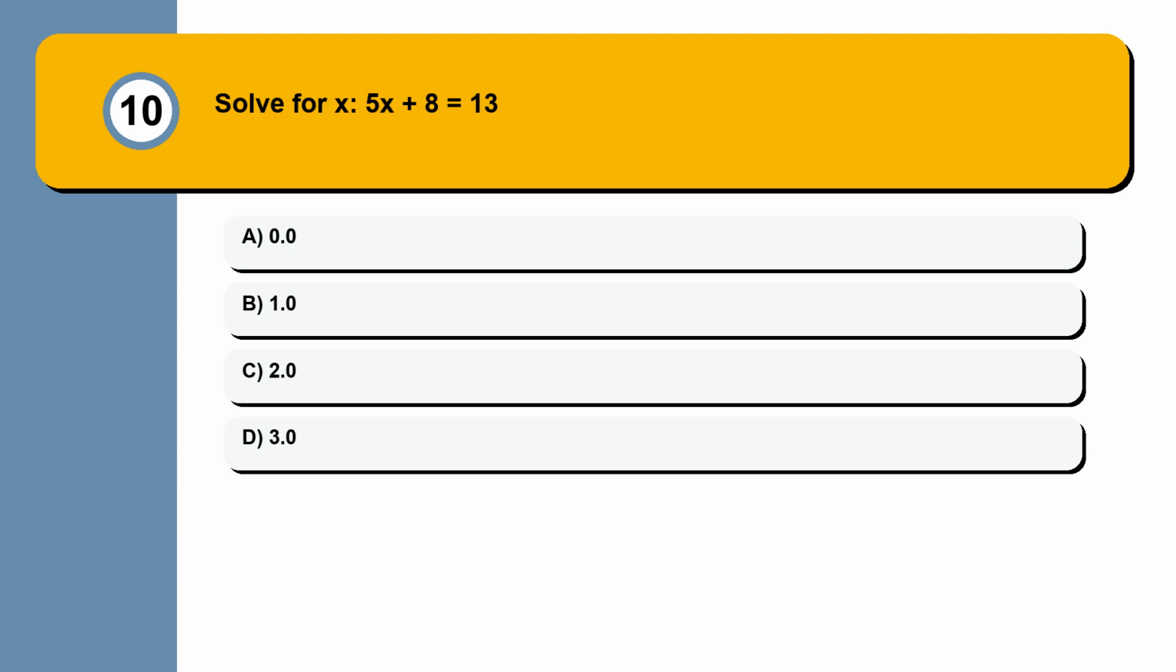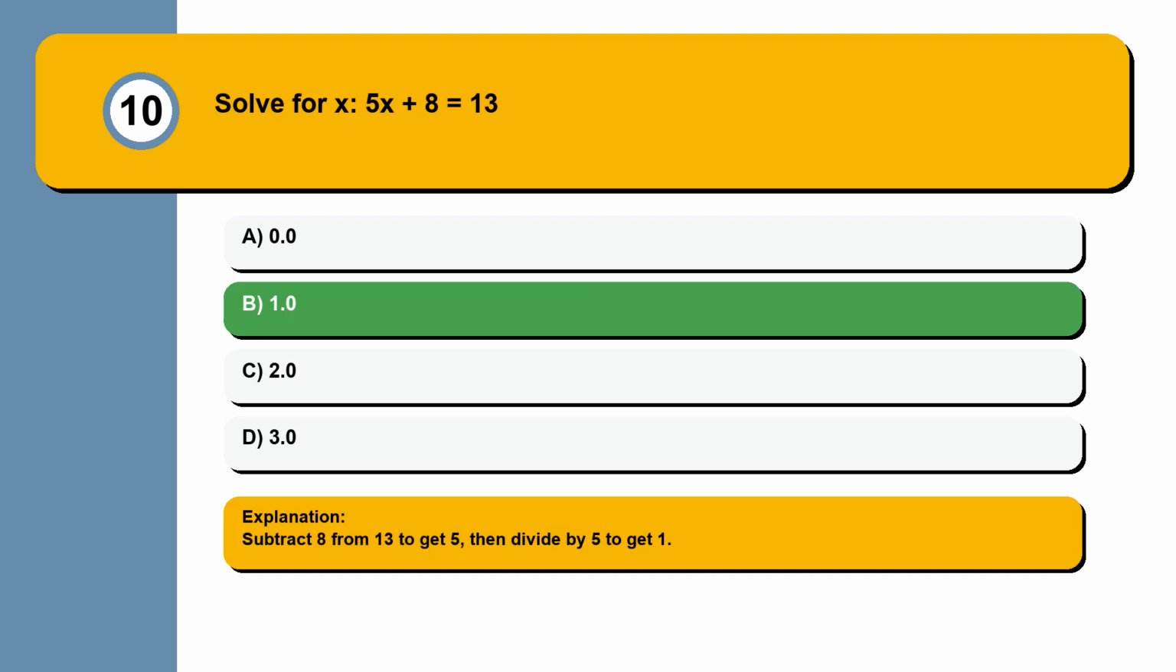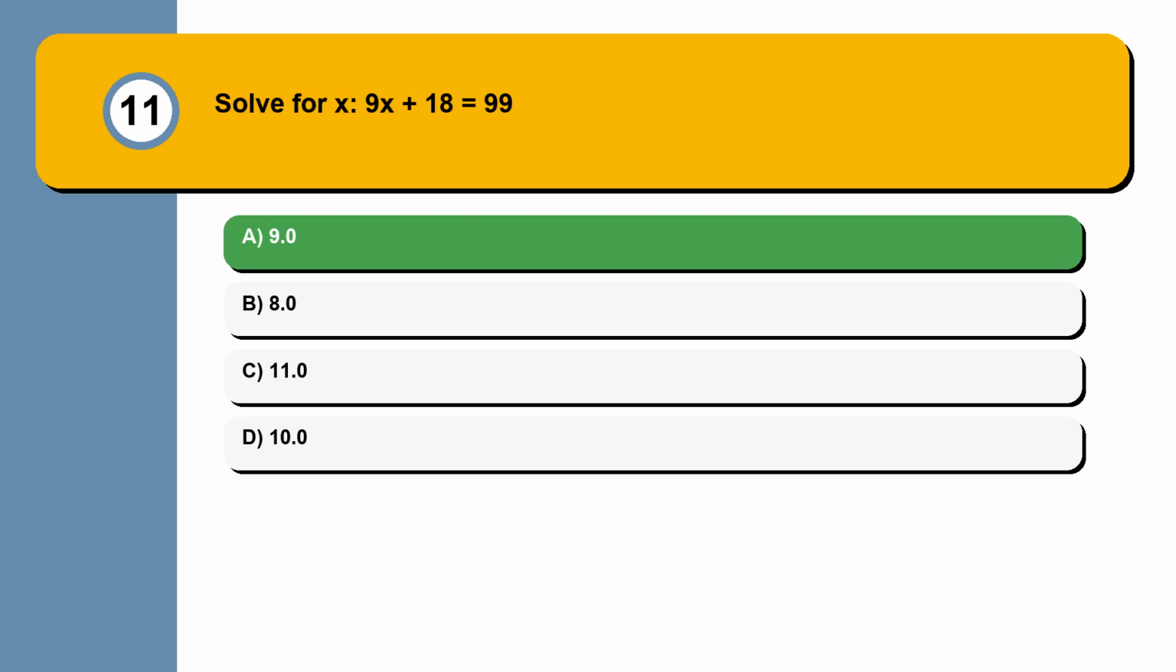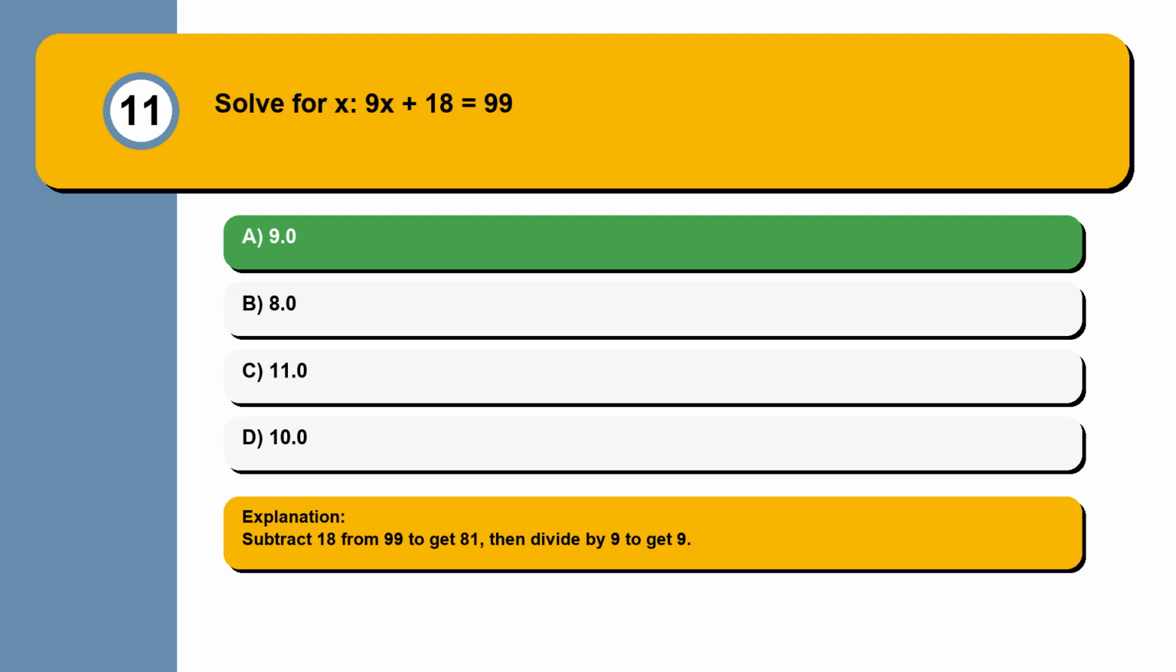Question 10. Solve for x. 5x plus 8 equals 13. 0.0, 1.0, 2.0, 3.0. Subtract 8 from 13 to get 5, then divide by 5 to get 1. Question 11. Solve for x. 9x plus 18 equals 99. 9.0, 8.0, 11.0, 10.0. Subtract 18 from 99 to get 81, then divide by 9 to get 9.